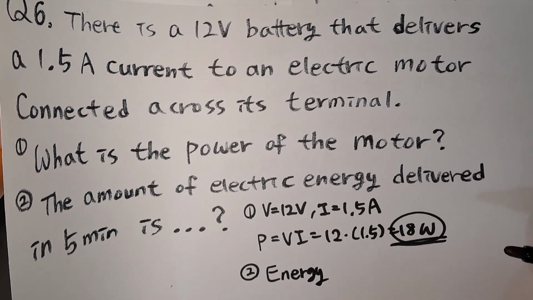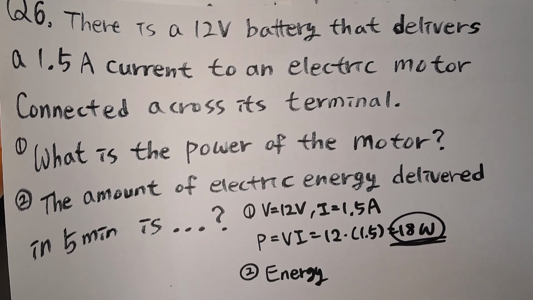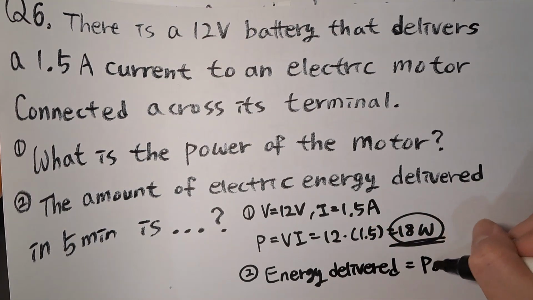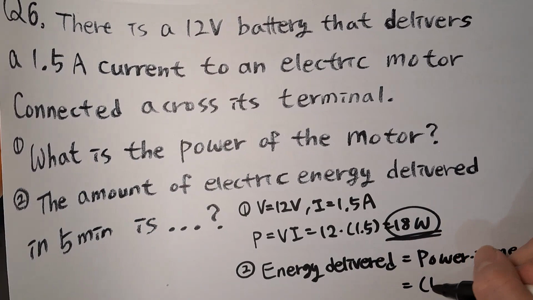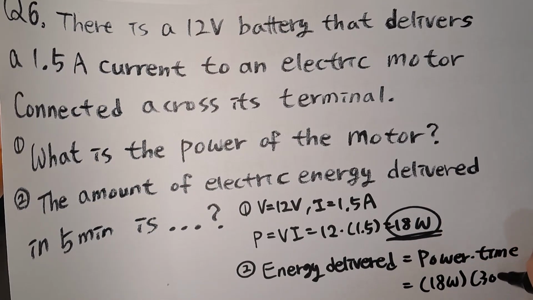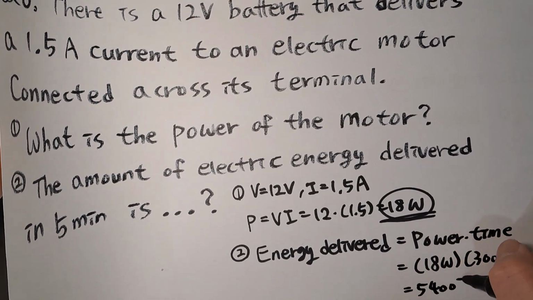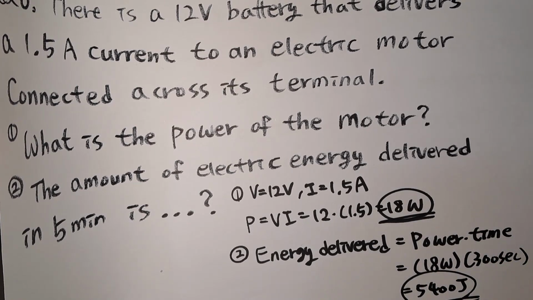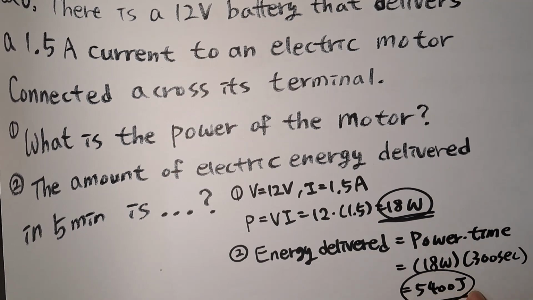And for finding the amount of electric energy, we are going to apply this equation. So the amount of electric energy delivered in 5 minutes is 5,400 joules.